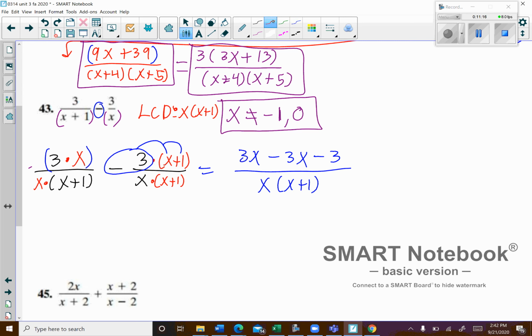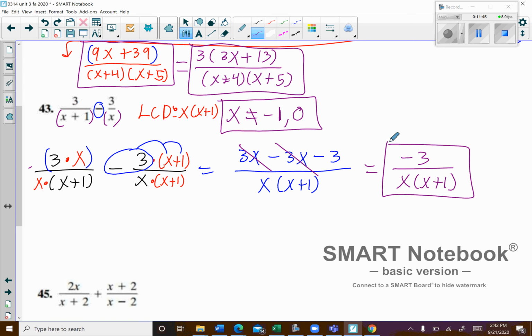And then on top, this is interesting. So I have 3x minus 3x. Well, those are just opposites. They cancel each other out. So 3x, take away 3x, you're gone. So all I'm left with is negative 3 over x times x plus 1. And that is my answer for 43. That's it.